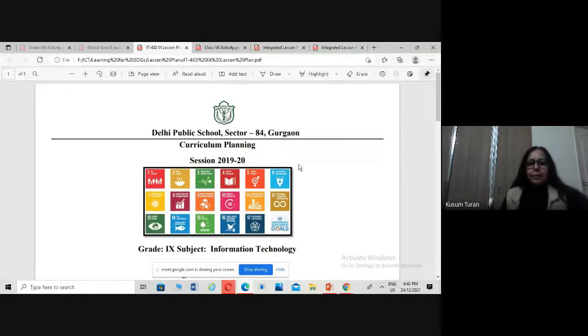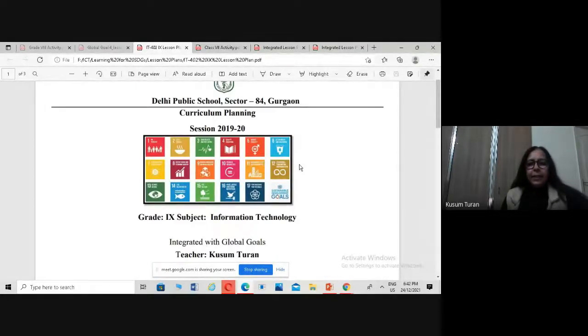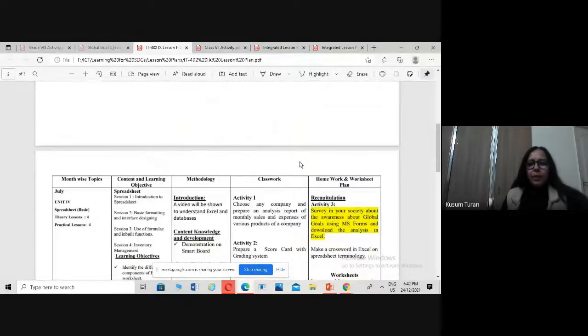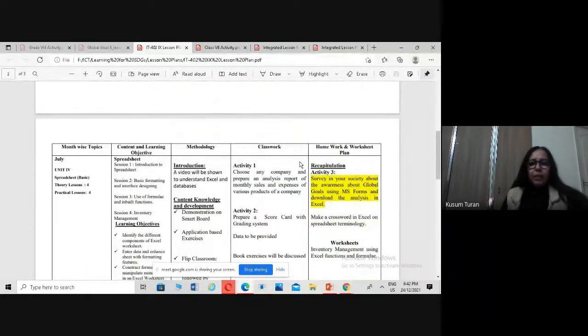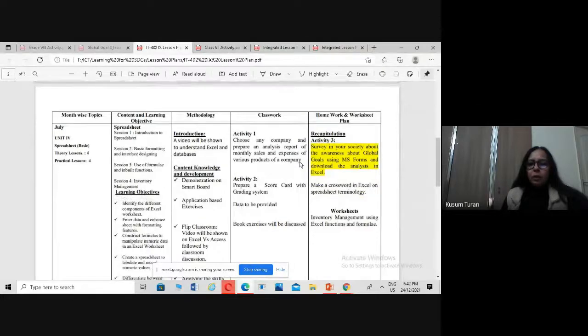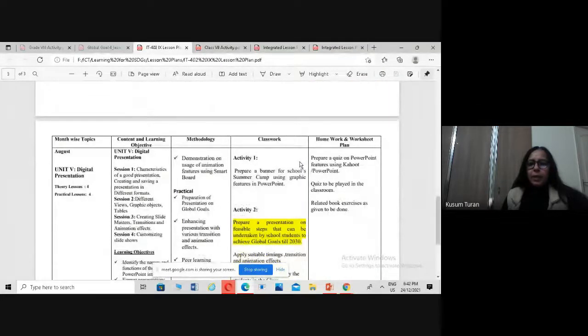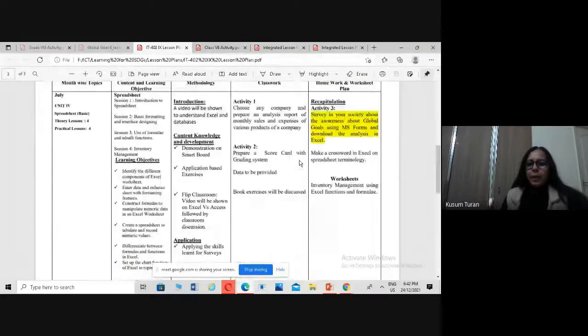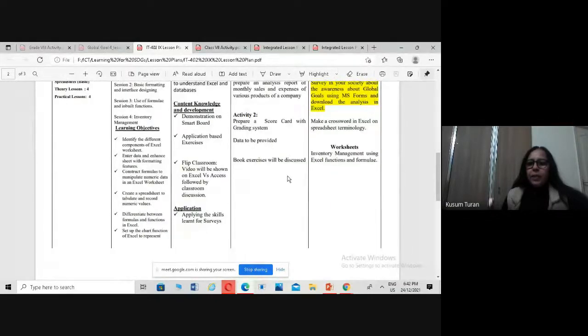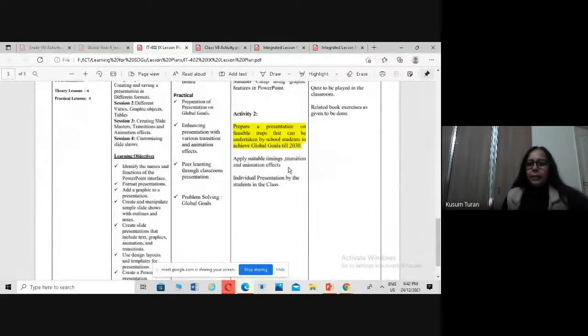Again, my lesson plans. This is the grade 9 IT 402 curriculum, where we teach our children about Word, Excel worksheets, Calc or Impress. All of these are used in a survey in your society about awareness of global goals using MS Forms. A tool has come here, and they download the analysis in Excel. So children are learning many ICT tools along with community learning.